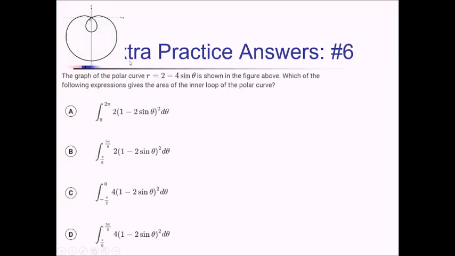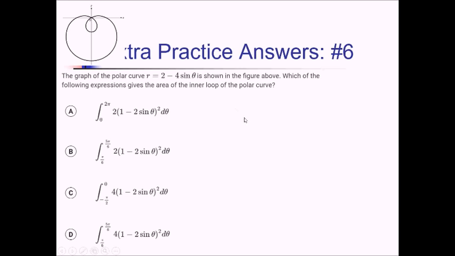For this problem, we have the graph of the polar curve r equals 2 minus 4 sine of theta shown up here. We want to know which expression gives the area of the inner loop of this polar curve. So in general, the area formula, we have the integral from a to b of 1/2 r squared d theta. And you can see that in the answer choices. There's some r that's being squared here. And it looks like r in all these cases is 1 minus 2 sine of theta, which doesn't really quite look like this r that they gave us, so that's kind of mysterious. But we'll get there when we get there.